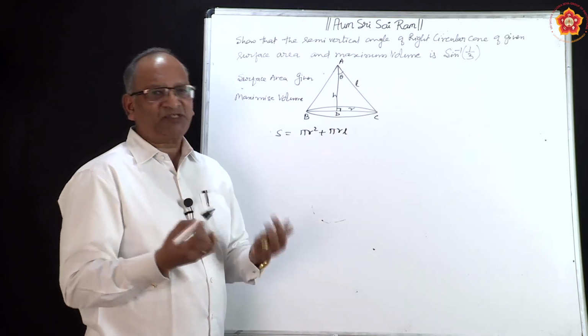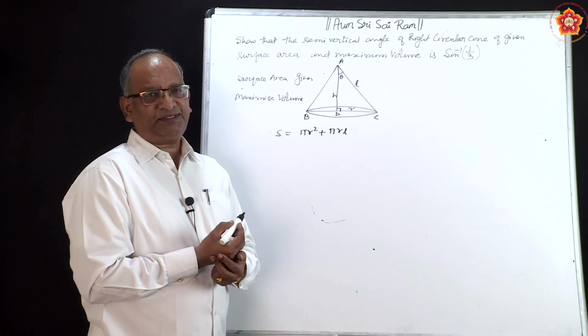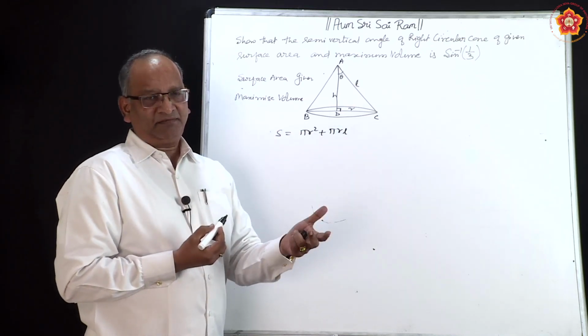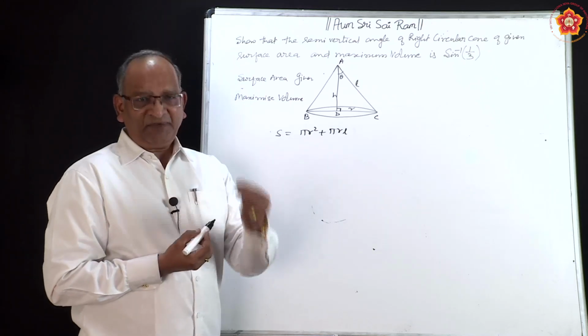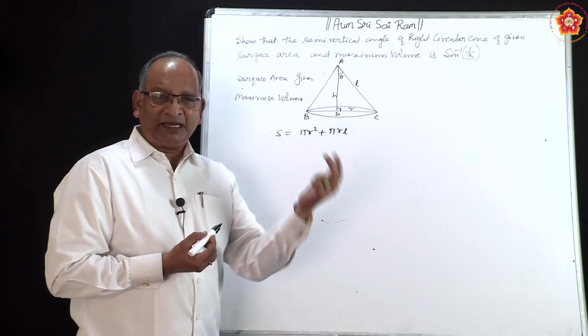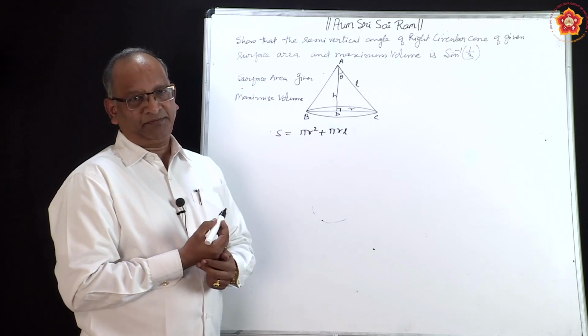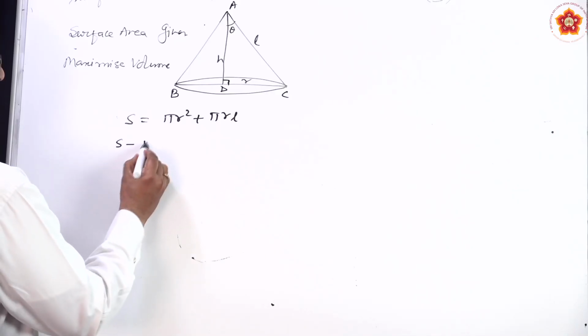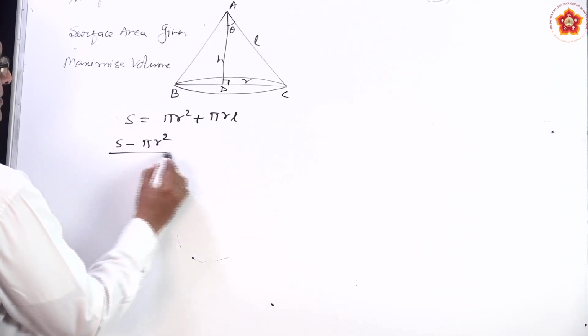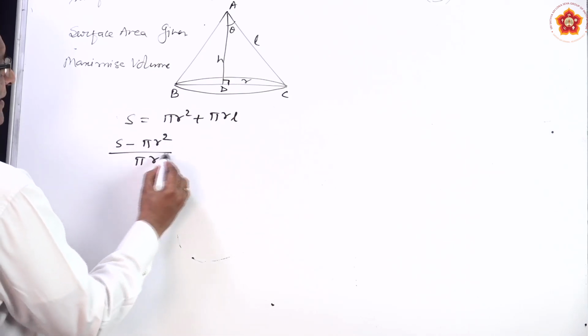So what we are actually trying to do in these problems is, whatever is given is constant. So with the help of that, one variable we are trying to put in terms of the other variable. For example, here it can be written as S minus pi r square by pi r is equal to L.